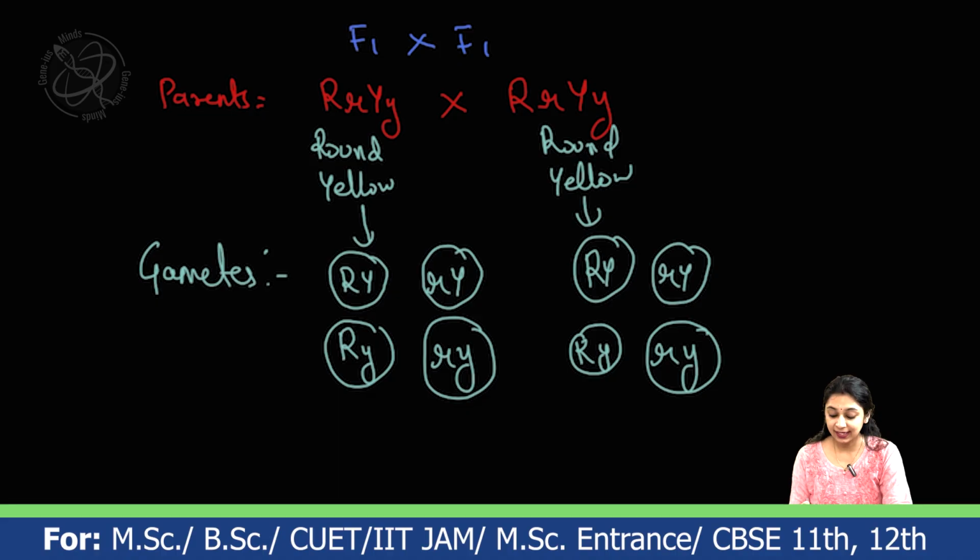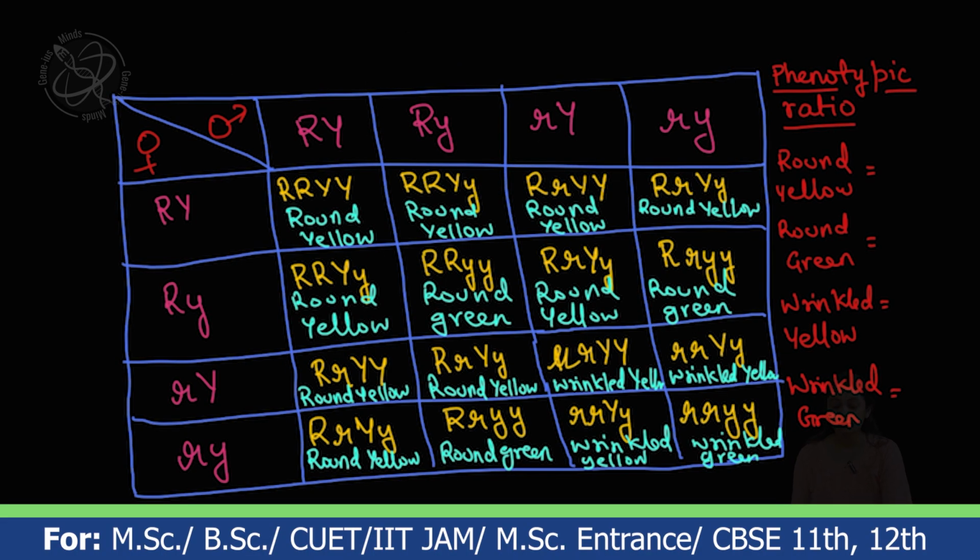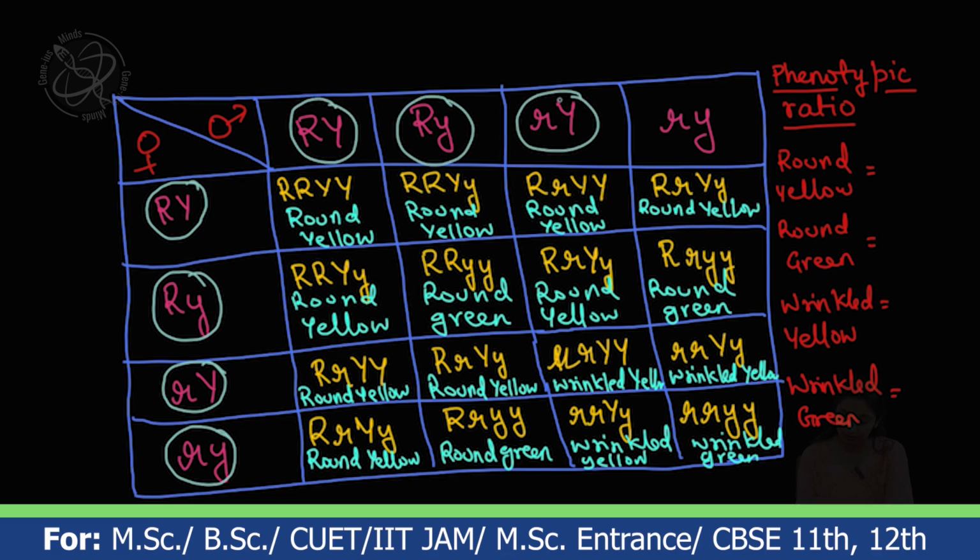Now let's find out the F2 progenies with the help of a Punnett square. Let's see how to define the progenies with the help of a Punnett square. This is how you are going to make the Punnett square for the F2 generation. Here you can see we have written the set of gametes. These are the female gametes and these are the male gametes. Just multiply them one after another.